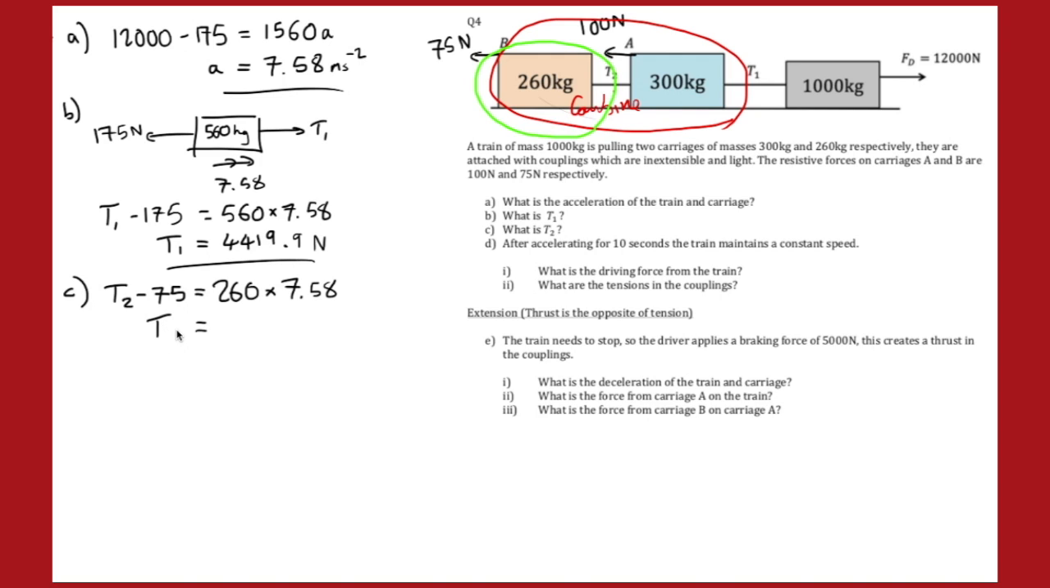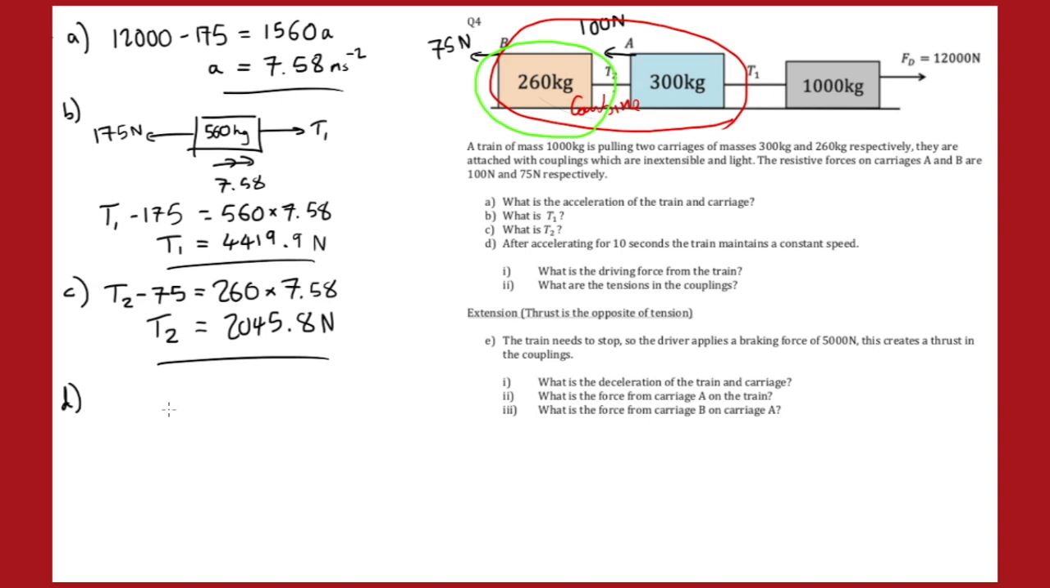Okay, so this gives our T2 as 2,045.8 newtons. So this kind of goes in line with what we were thinking. We thought the first tension would be more than the second, and it's been borne out in our workings. Okay, so that tension is greater than that one.